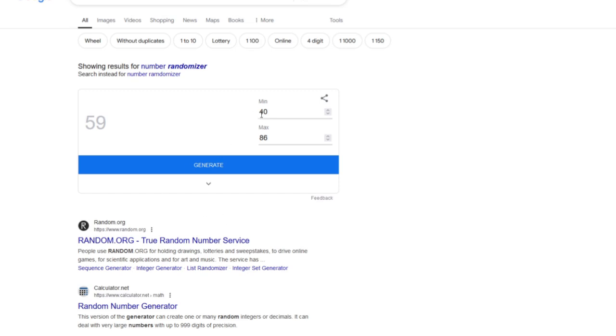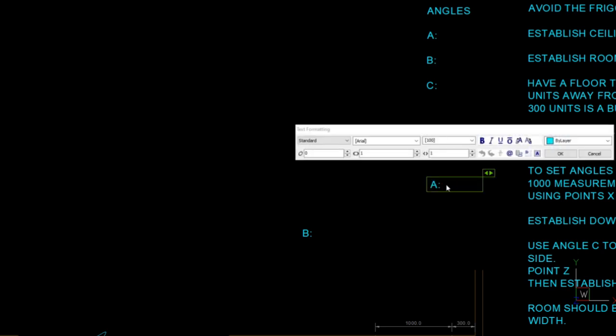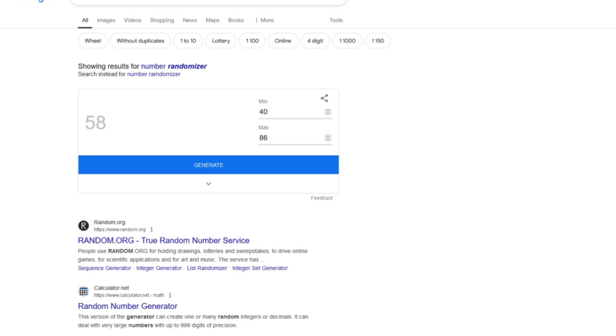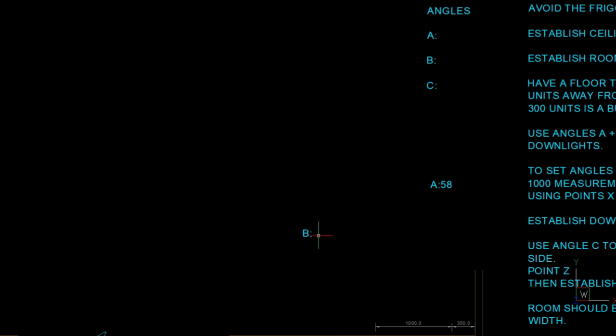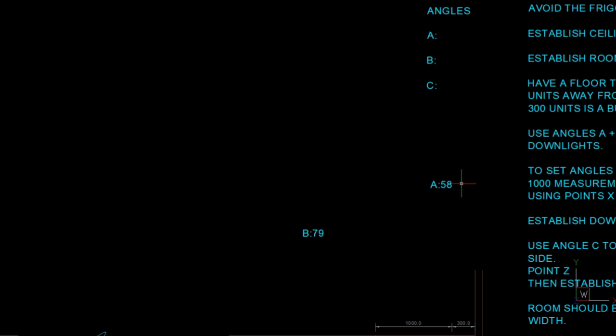So tolerance of 40 and 86. Okay, we've got 79 and 58. So what I'm going to do is give A 58 degrees, and this, what was that last one there? I think it was, let's do it again. 79. Let's go for 79. That just proves that I'm very much doing this randomly. So 58 degrees should be shallow, 79 degrees should be sharp.